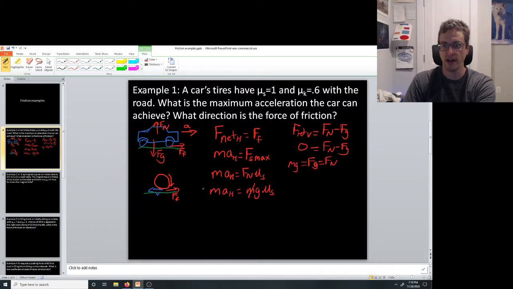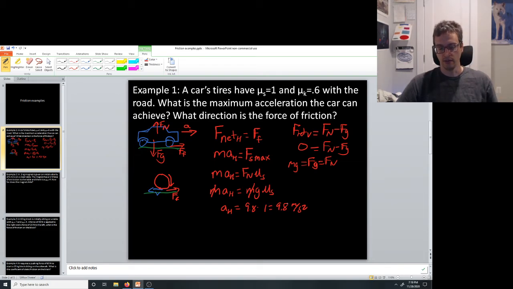You'll notice the masses cancel out. That's a pretty common thing to have happen in a friction problem, as long as there's not a lot of a pushing force. So we get the acceleration horizontal is 9.8 times 1, or 9.8 meters per second squared. So that is the fastest the car can accelerate. Okay. This leads to a slightly different conversation about what anti-lock brakes are.